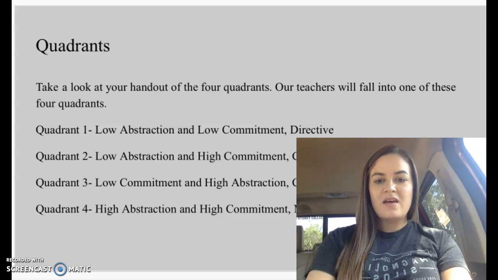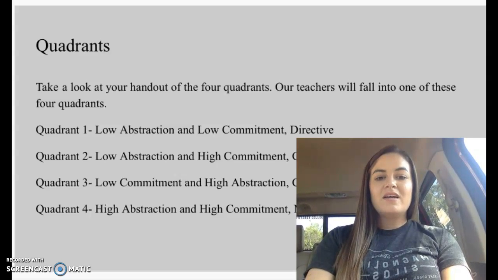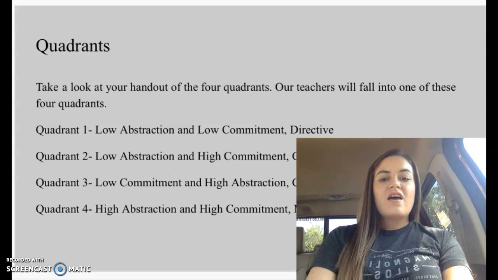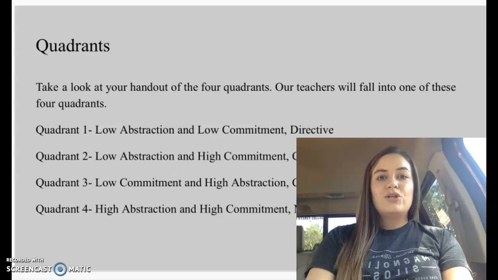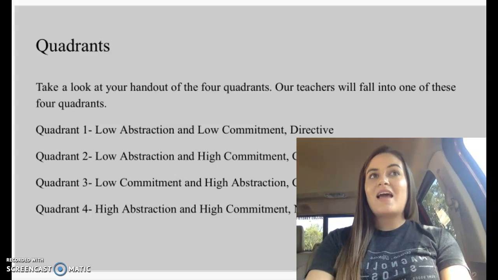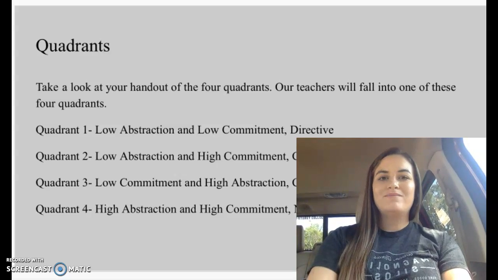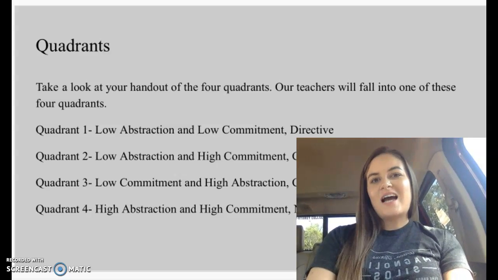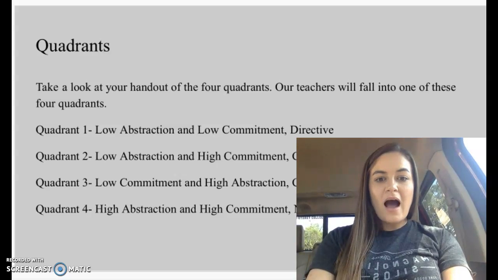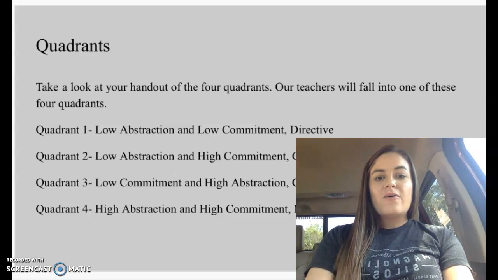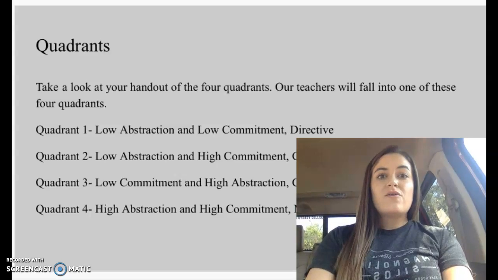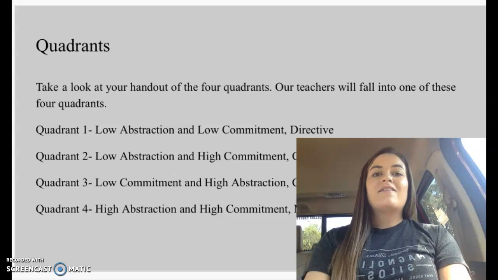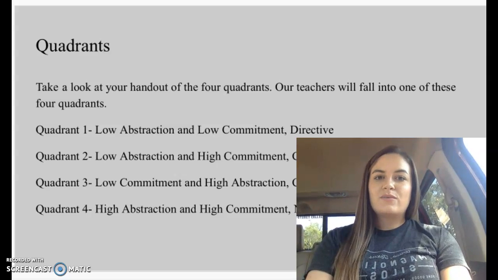Quadrant 3. This is low commitment, high abstraction. So again, like Quadrant 1 teacher, they're not really committed to improving that much. Maybe they have something going on at home, maybe they just had a baby, something else is going on in their life, and so teaching is kind of taking a backseat. High abstraction. So they know what's going on. They know that their students are not engaged as they should be, but they're not really trying to fix it right now. They're kind of just where they're at.